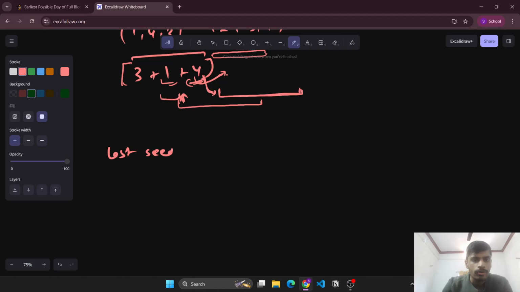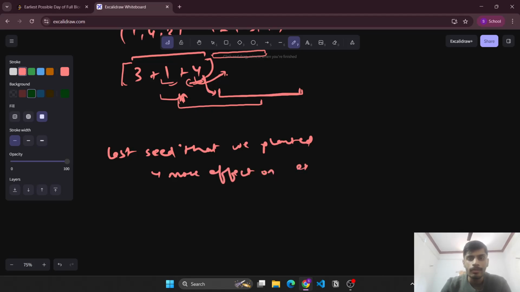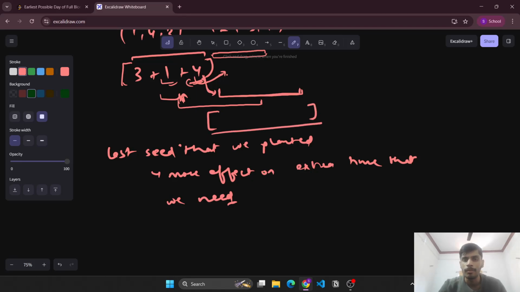last seed that we planted will have more effect on the extra time that we need for blooming, because obviously the summation of plant time of 5 will be required definitely, but once we have planted this last seed, the amount of time it will take to grow this last seed we need to add to our result as well, right? Because the overall time will be this plant time plus this result.